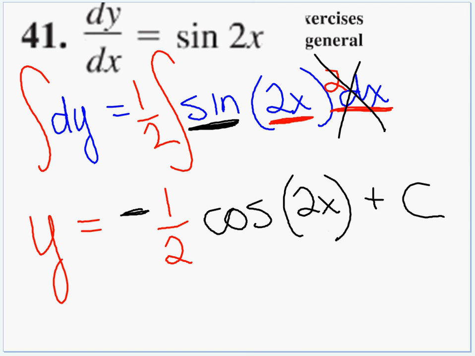And that's the last of the odd problems. I hope they helped.